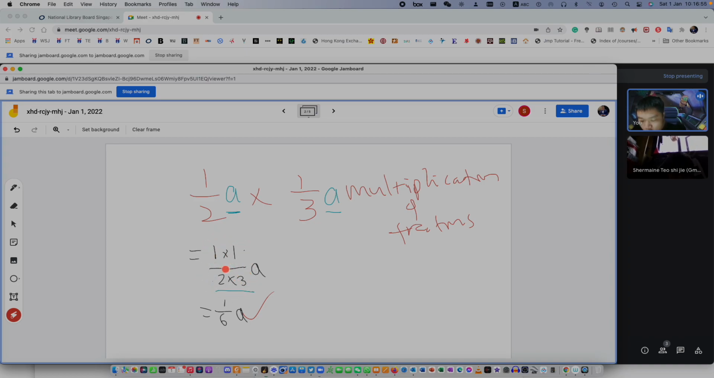Okay, good. So when it comes to this question, the question has changed. When it comes to multiplication of fractions, what's the rule? The rule is you times the numerator and then you times the denominator, right? Okay, good.